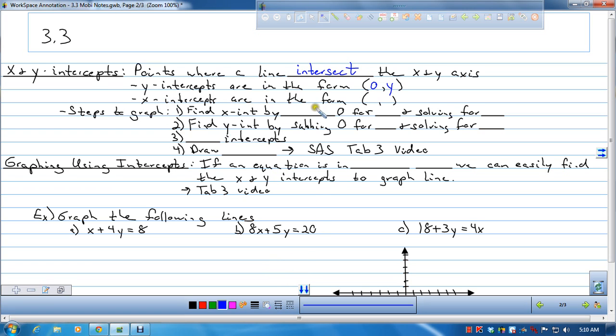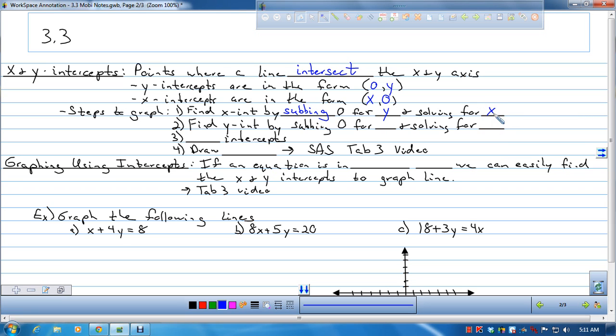Same concept for an x-intercept. I am going to stay on the x-axis. I'm going to have to go right or left some x value, but I'm going to go up or down 0. I'm never going to move up or down if I'm talking about the x-intercept. So here are your steps to graph when having something in standard form. I'm going to find that x-intercept by subbing 0 for y and then solving for x.